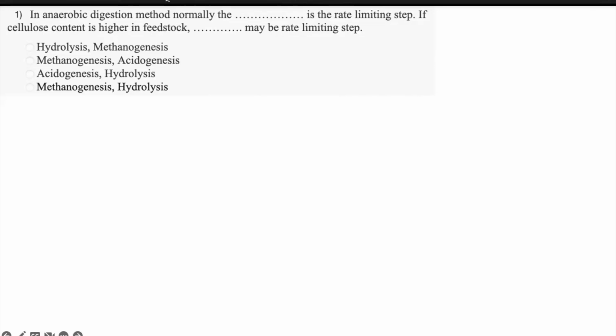I hope you guys were able to understand the question and able to answer. So if your answer was methanogenesis and hydrolysis, then your answer is correct.